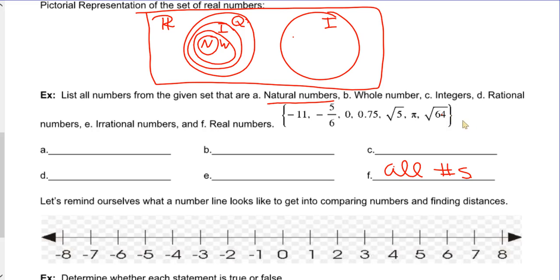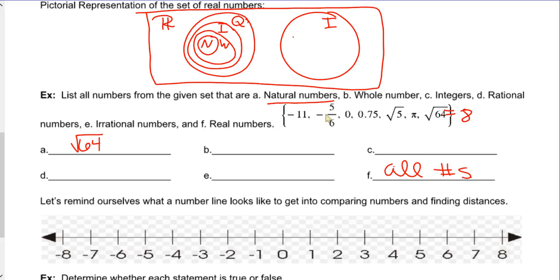Now, we haven't gotten into radicals, but you should have seen some of those before. As a reminder, the square root basically is asking us, what do we square to get 64? Or what number times itself gives me 64? Hopefully, you tell me that that number is 8. And so that number right there is the only natural number in our set. So I'm going to put the square root of 64. Yes, that's equal to 8, but I'm going to write it as it is in the set.